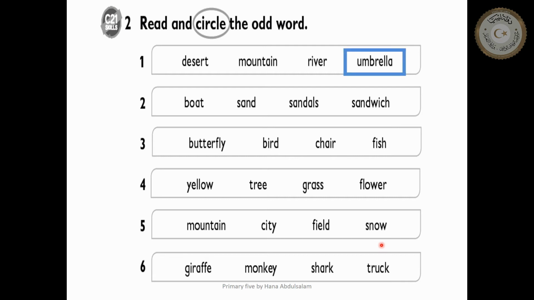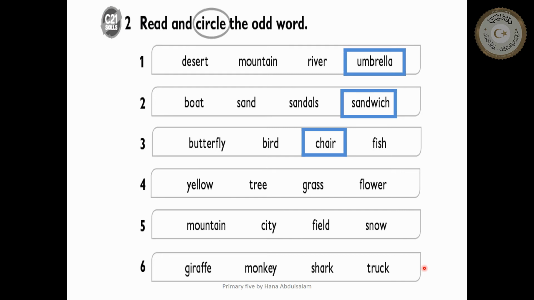Can we go now to number 2? Pot, sand, sandals, sandwich. These things we can find at the seaside. When you go to the seaside, you can see there pot, sand, sandals, sandwich. Do you still remember that lesson? No. So sandwich is the odd word. Number 3, butterfly, bird, chair, fish. Which one? Chair. Why? Because the others are what? The others are animals.